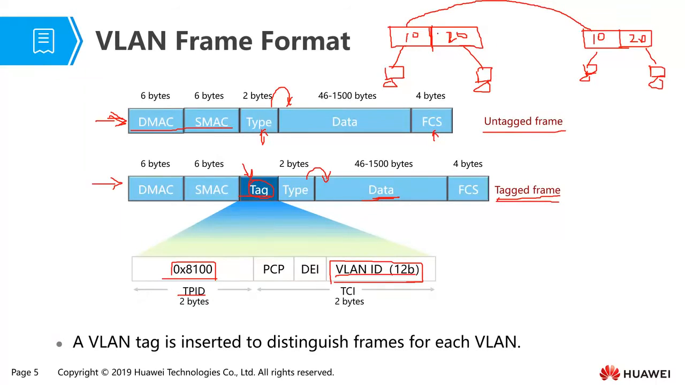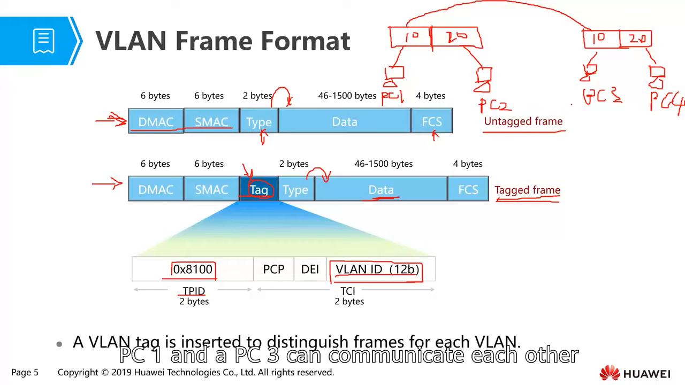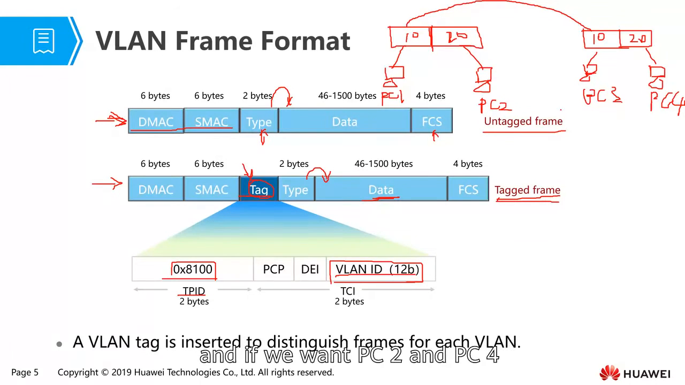And then if we connect like this, PC1, PC2, PC3, and PC4. PC1 and PC3 can communicate with each other, okay? And if we want PC2 and PC4 to communicate with each other, we also need a connection, okay? This is the basic solution, but this is not a good solution.